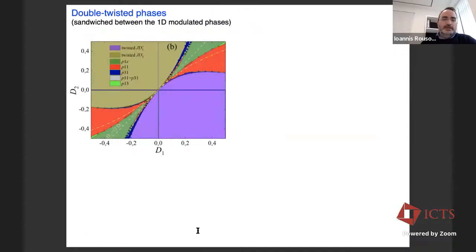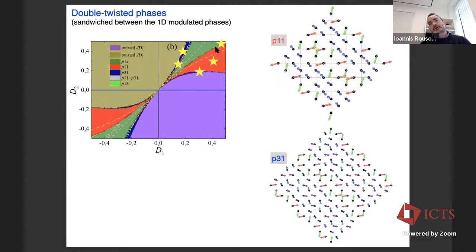Okay, and now the final slide is basically the extra phases that we see sandwiched between what I already discussed. There is this very large region, which is called P11 here. There is this blue region, which is called P31. There are some other narrow regions in between, which is P11 plus P31. And then there is also this other phase up there. Okay, so what are these phases? I'm only showing two panels here, representative ones. One is for this large phase and the other is for this blue phase.